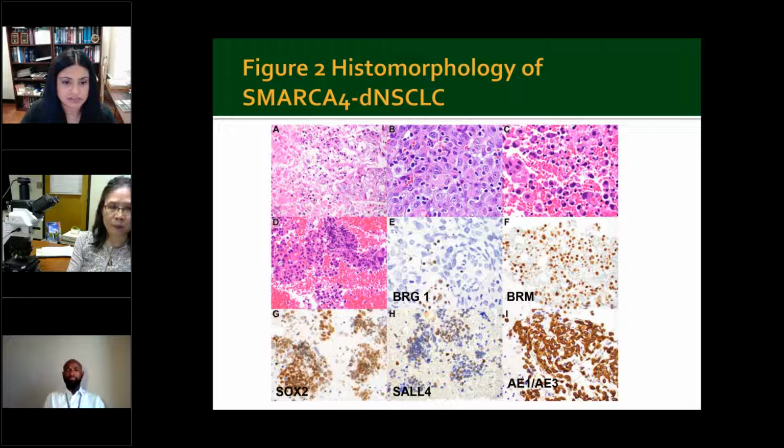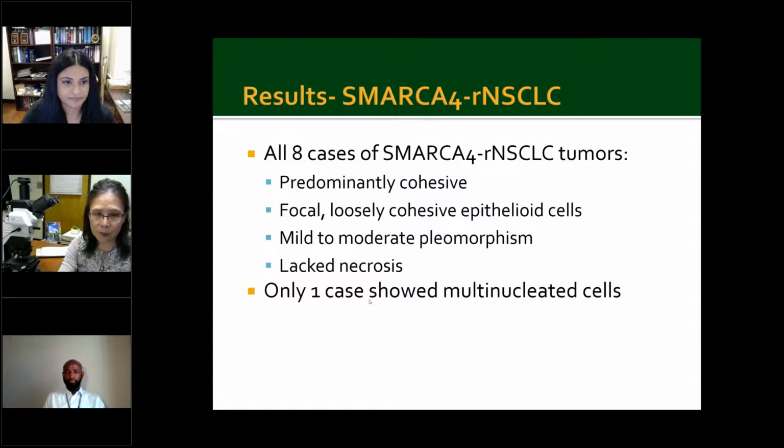You can see some positive internal control here. And then the cytokeratin or keratin AE1, AE3 was diffusely expressed. Some of these other markers we're going to talk about as part of the discussion, BRM, SOX2, and SALL4.